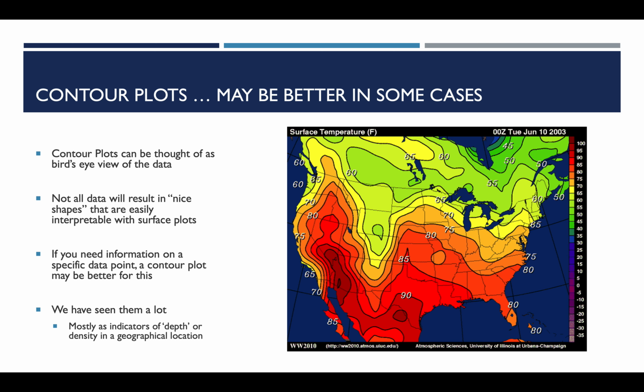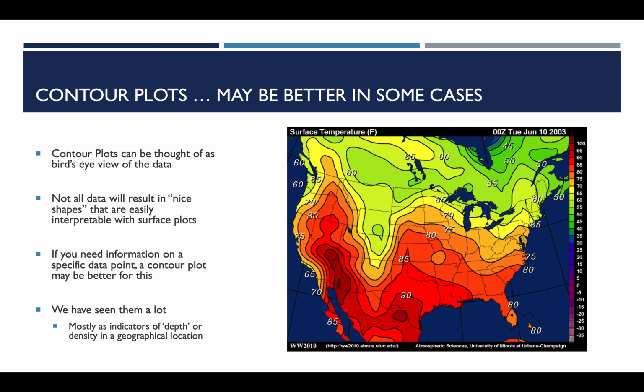Contour plots can be thought of as a bird's eye view of the data. Not all data will result in nice shapes that are easily interpretable with surface plots. And so that might be a place where these things might be very useful for you. So if you need information on a specific data point, a contour plot may be a better fit for this. And we've seen them a lot, and I don't think we've realized that that's what they are.